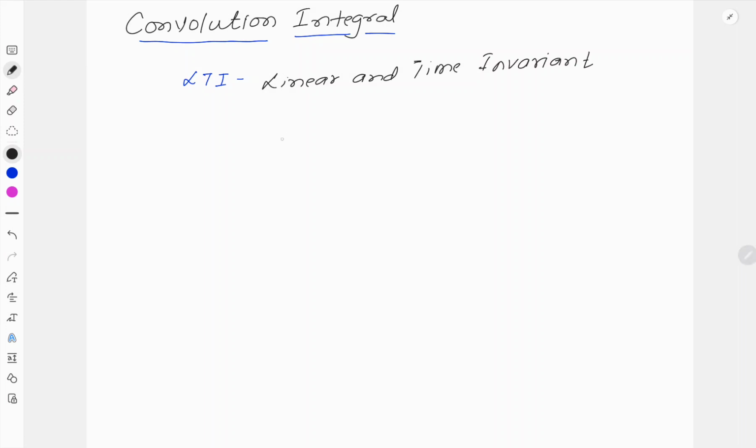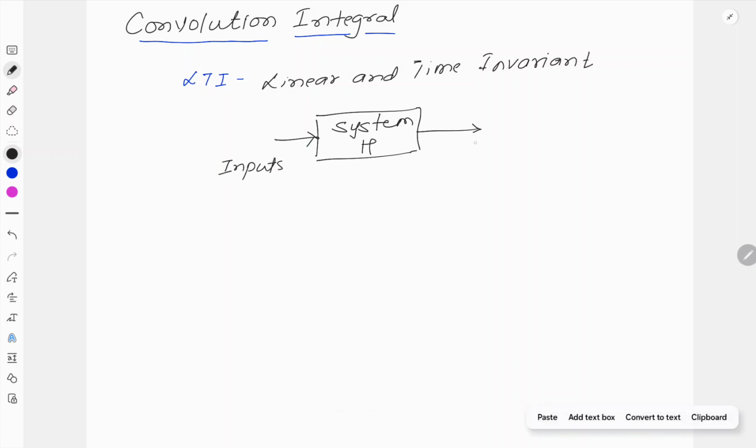So, as we know, the system is represented in a simple block with its transfer function h. This system is applied with certain input and it generates certain output. So, towards the left hand side we have inputs and towards the right hand side we have the outputs. Now, in case of convolution integral, we are assuming this system to be an LTI system.